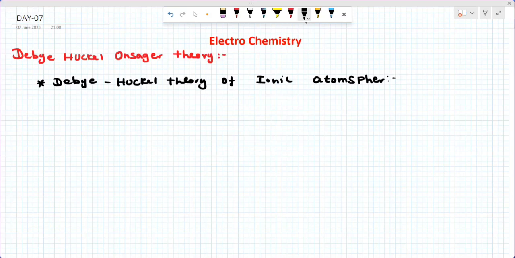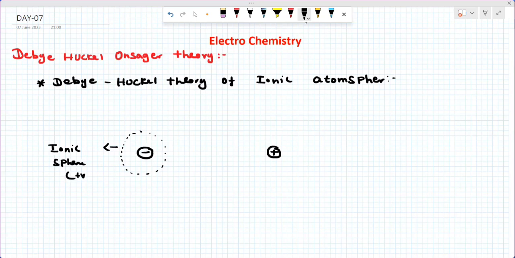Now take, for example, positive and negative ions, that is Na plus and Cl minus. Listen, this negative ion is surrounded by an ionic sphere of opposite charge. This is called the ionic sphere. Around the negative ion, a positive sphere forms. Similarly, if the ion is a cation, it is surrounded by a negative ionic sphere.